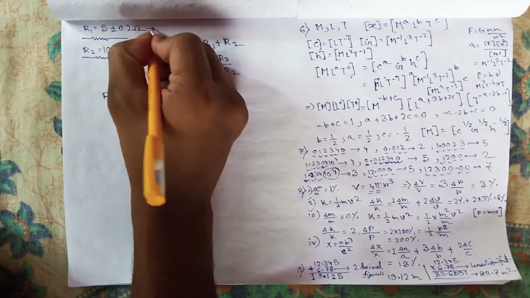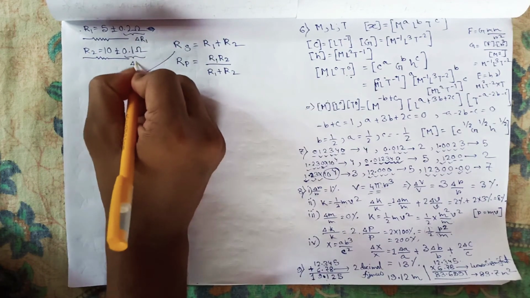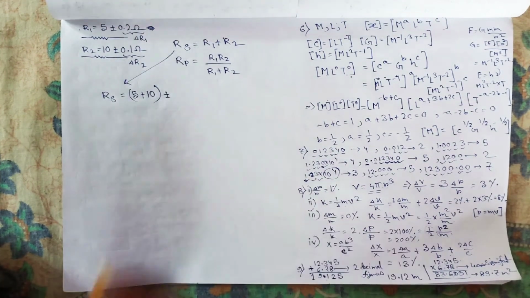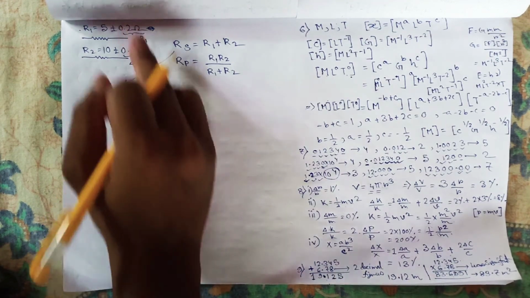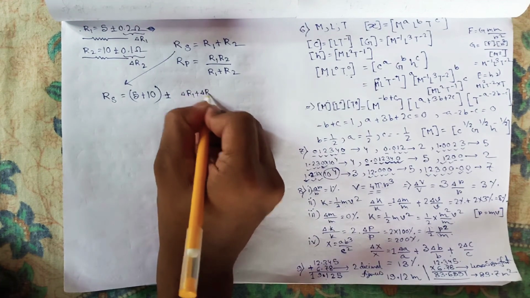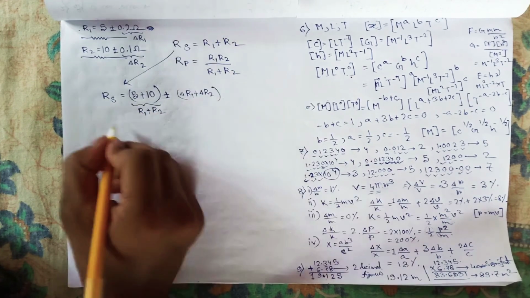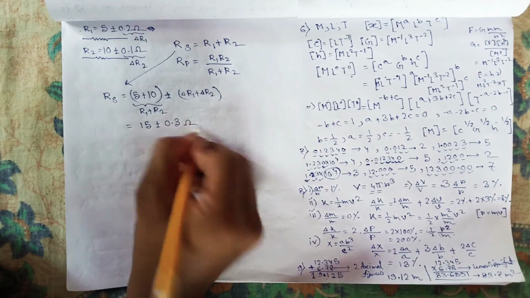This is del R1, this is del R2, the absolute errors. As I said about the propagation of error in my theory part, when you are summing two parameters, the absolute error will be summed up. That means del R1 plus del R2. This is R1 plus R2 and this is del R1 plus del R2. So it will be 15 plus minus 0.3 ohm.